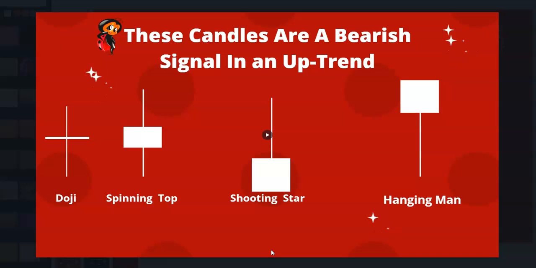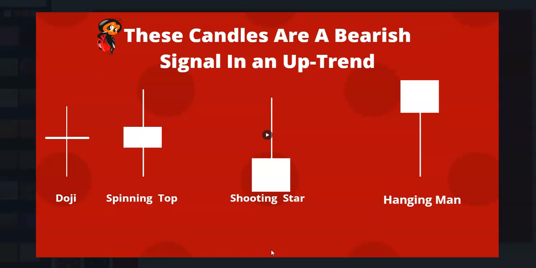So today we are going to look at these candles, which are a bearish signal in an uptrend. We're going to train our eye so we see these in key areas. A key area is the resistance or the supply zone, where we are looking for a reversal in the market.